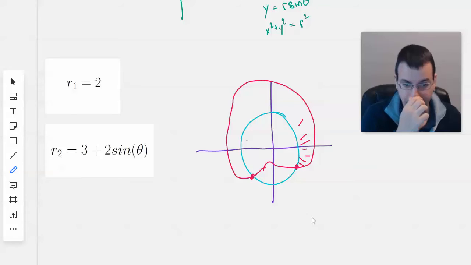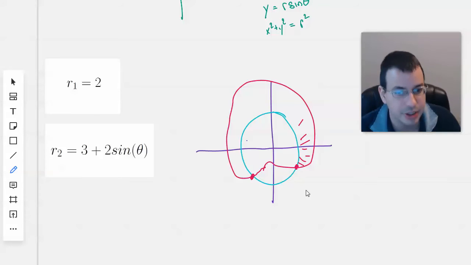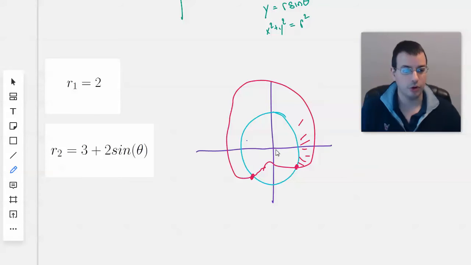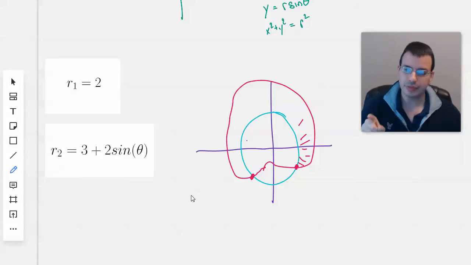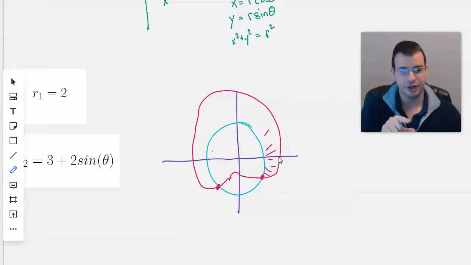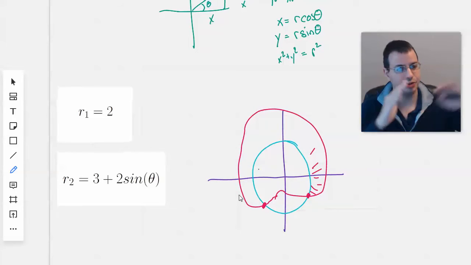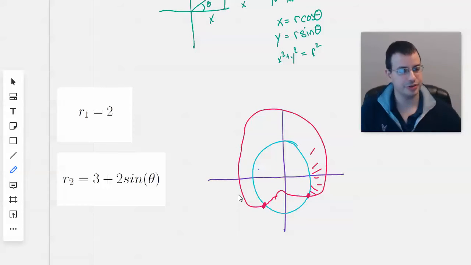So first thing we want to do is find these points here, because that'll be our limits of integration for theta. And then we'll do the area of the outside minus the area of the inside, just like when we have 2 curves and we're trying to find the area between the curves, we'll do the top curve minus the bottom curve.